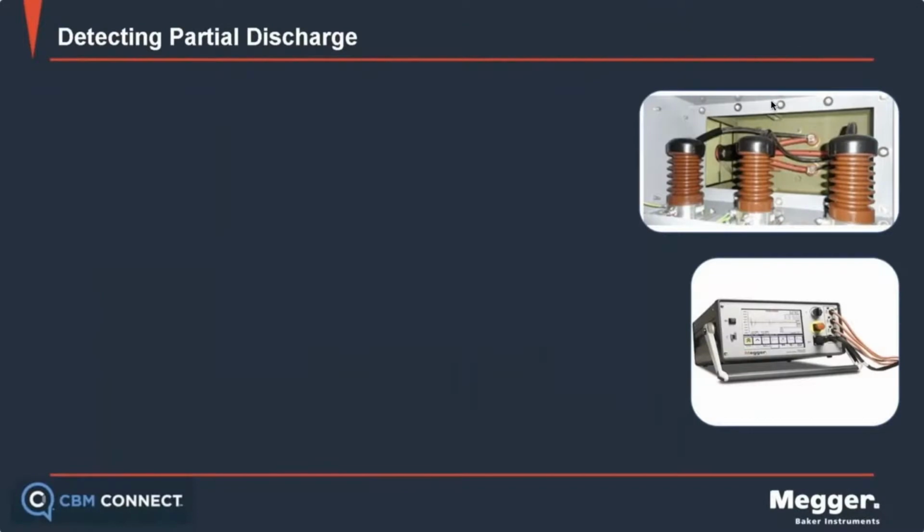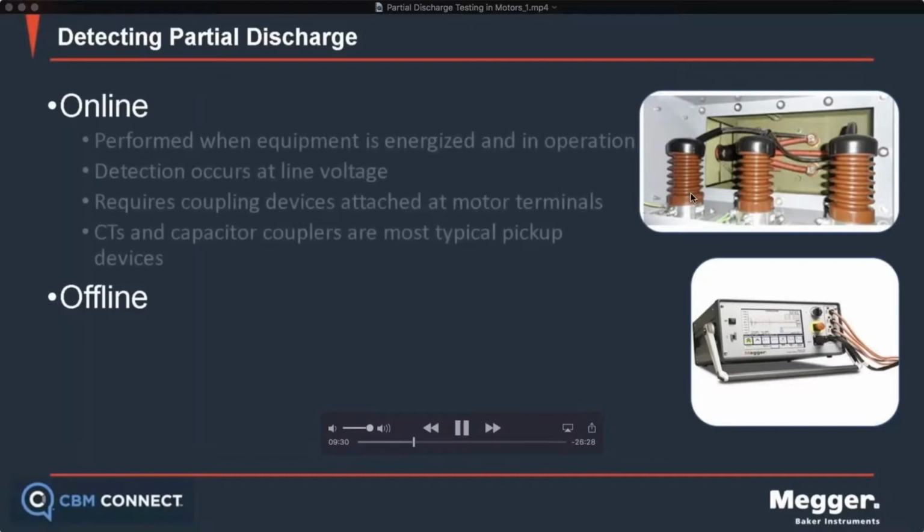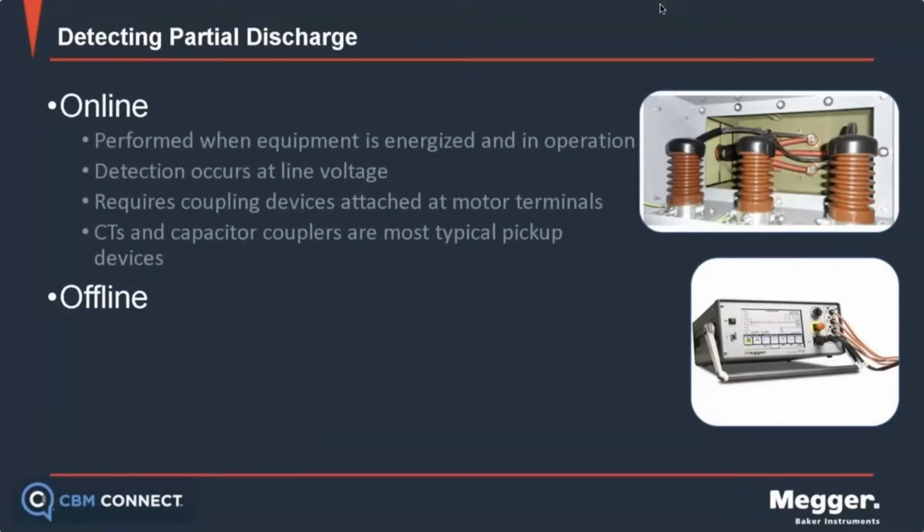All right, so detecting partial discharge. There are two primary schools of detection when it comes to partial discharge. That's online detection and offline detection. Online, as the name would suggest, is performed when the equipment is energized and in operation. Detection occurs at the nominal voltage that the motor is typically operating at. So we're not testing at elevated voltages that the windings might see during transient conditions, but we're testing at the nominal level. So when partial discharge activity starts to increase at the nominal level, it's definitely something that we want to act upon right away.